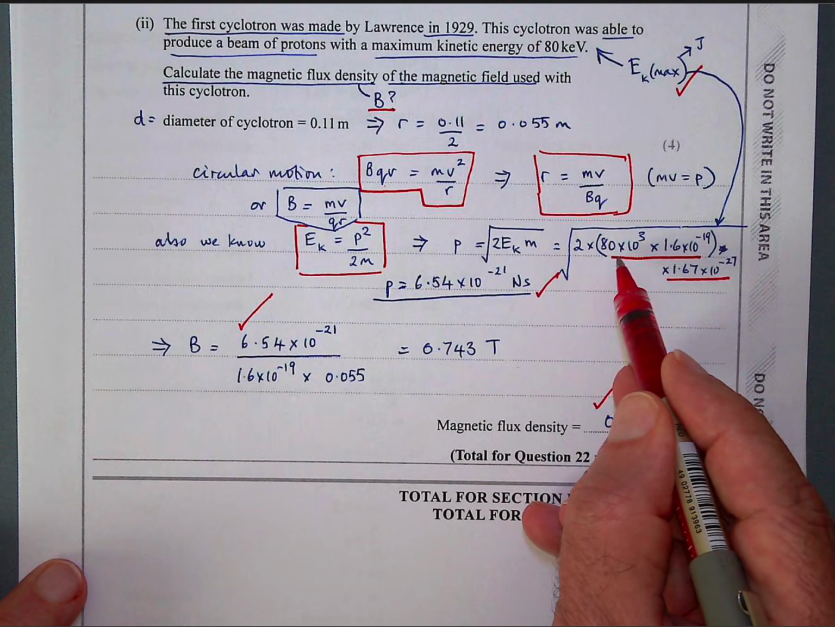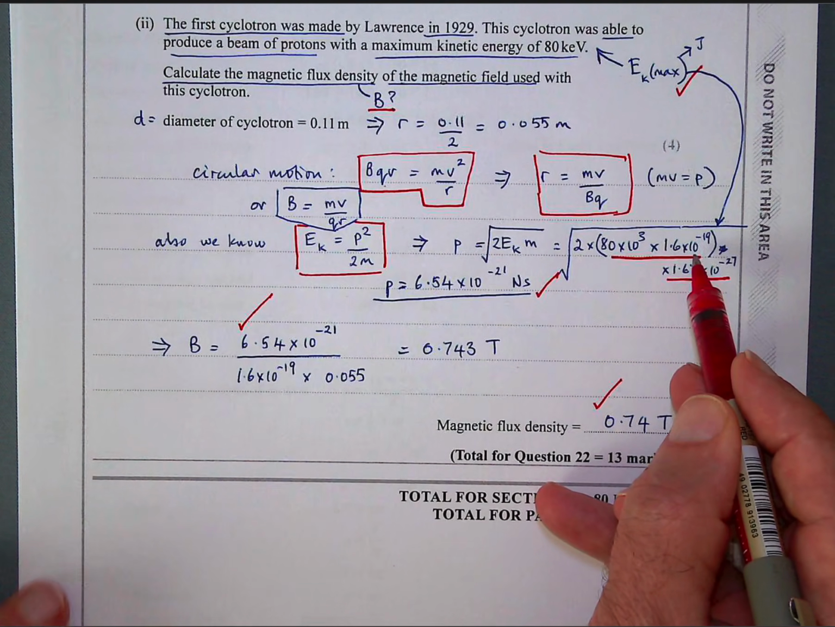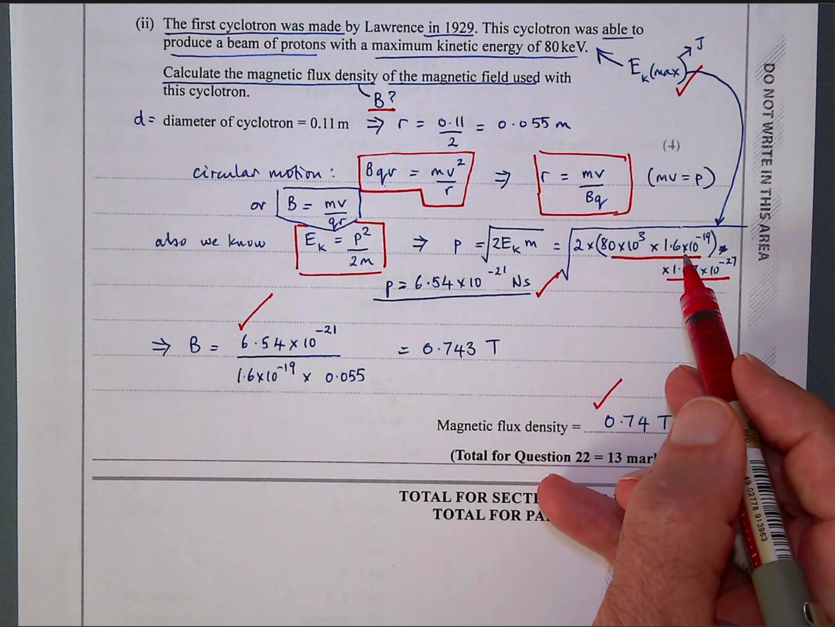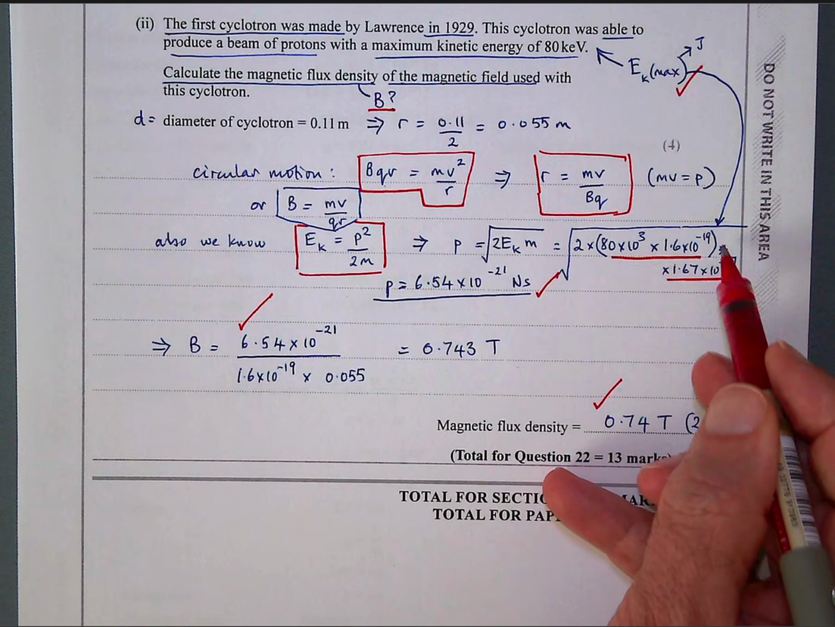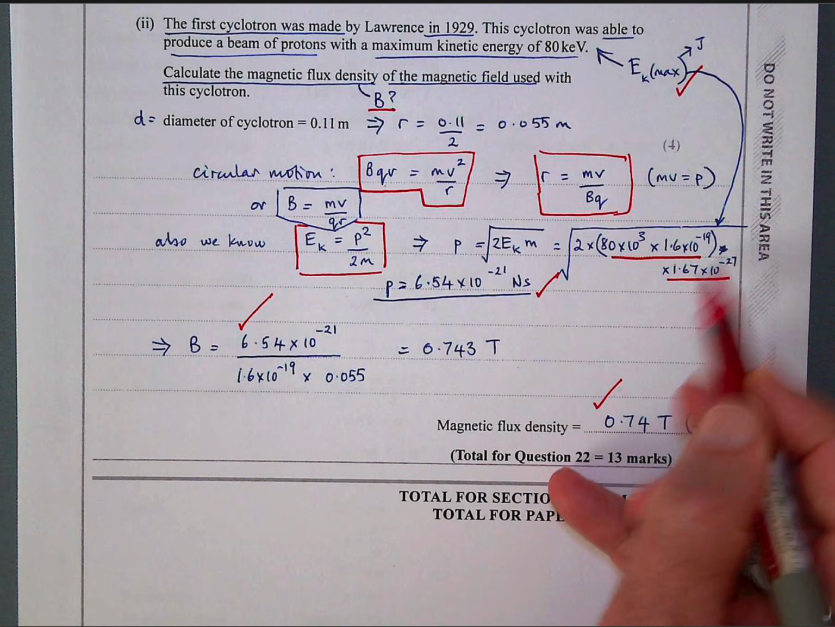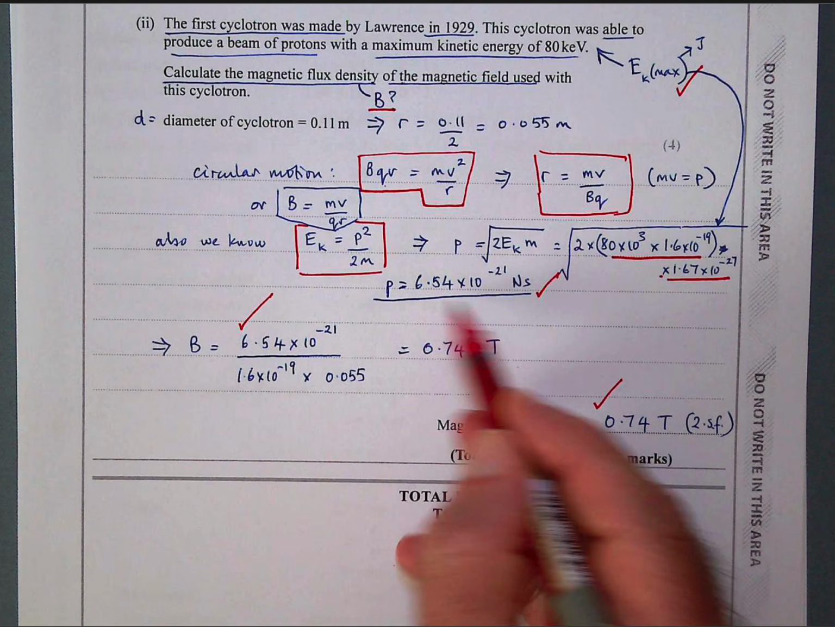Put the numbers in. There's my 80 kilo electron volts multiplied by 1.6 times 10 to the minus 19, the conversion to get from electron volts back into joules, multiplied by the mass. I just ran out of space, so it says here multiply. So you multiply all these numbers together and you'll come up with the momentum.